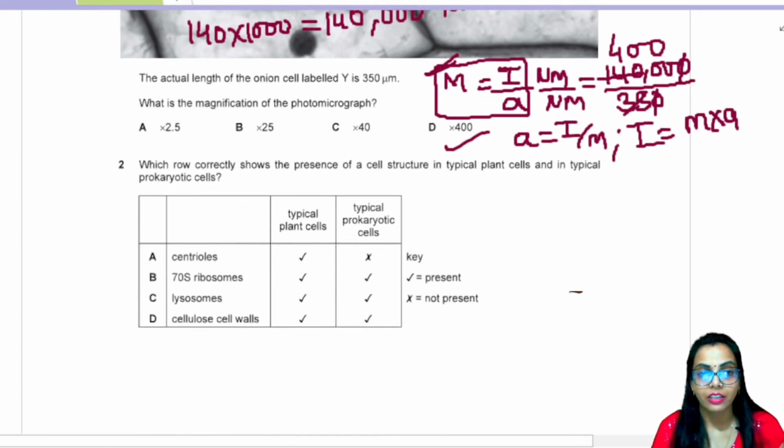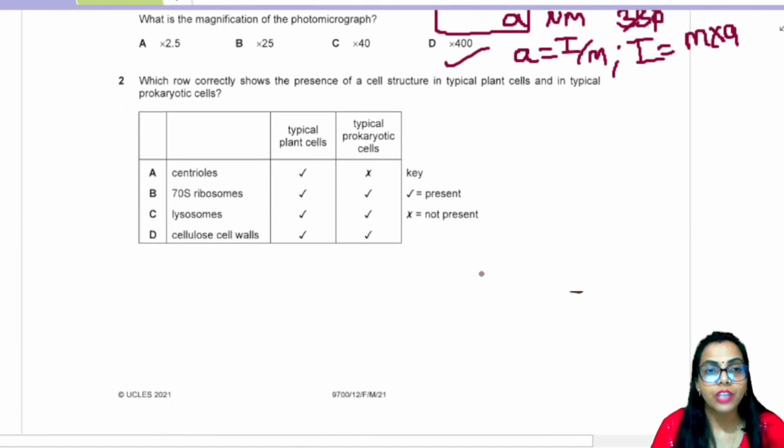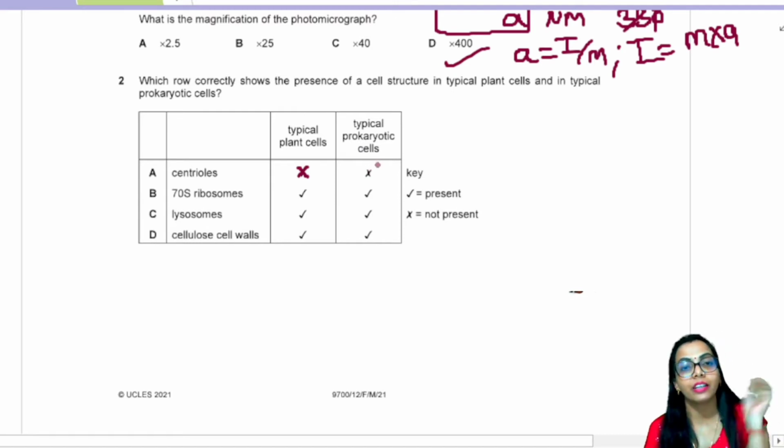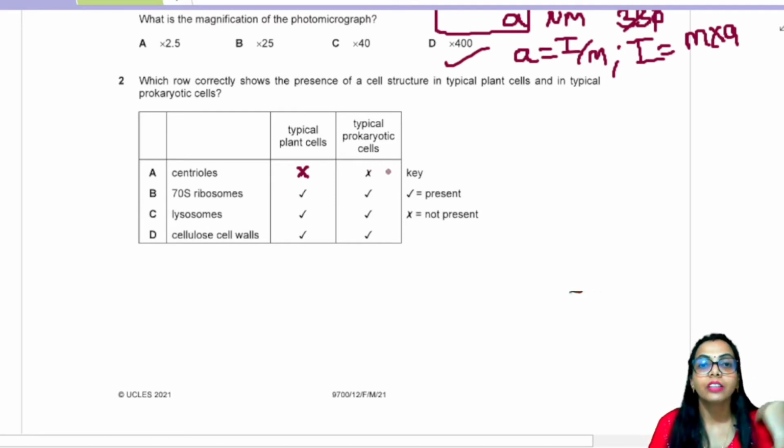Now the second question: which row correctly shows the presence of a cell structure in a typical plant cell and in a typical prokaryotic cell? In a typical plant cell, is the centriole present? No. We know that the centriole is not present in a typical plant cell; it is only present in the animal cell. And in the prokaryotic cell, no. And 70S type of ribosome: yes, it is present in the plant cell.